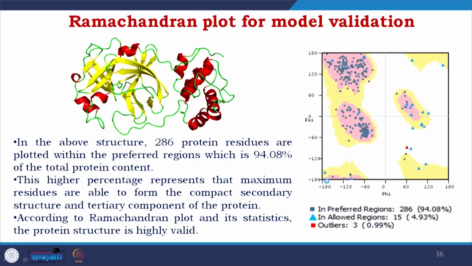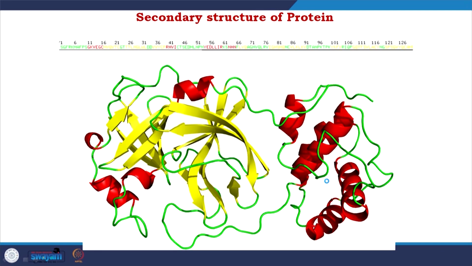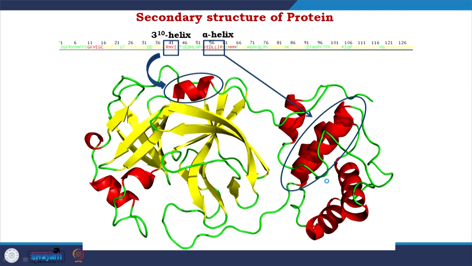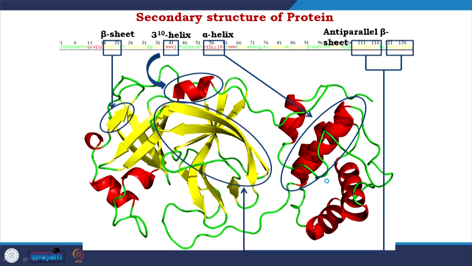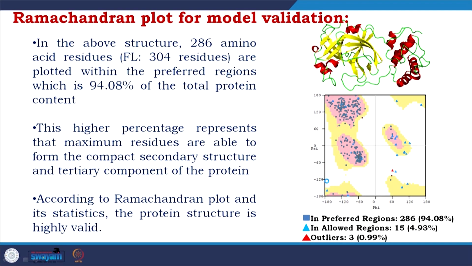So, Ramachandran plot for model validation. Before I talk about that, I want to show you this secondary structure of a protein. If you see that, you will see the alpha helix here, you will see the 310 helix there, you see the beta sheet here, you see anti-parallel beta sheets here and loops here. So, this is a protein which has many secondary structures, and taking that we are going to validate it.